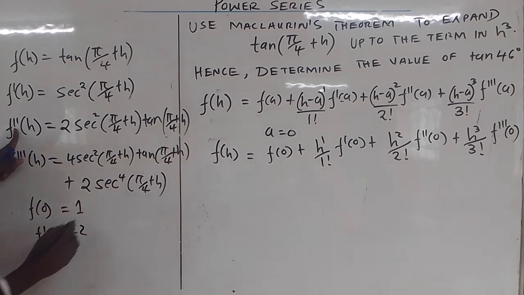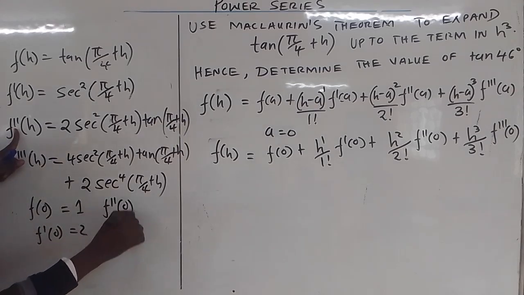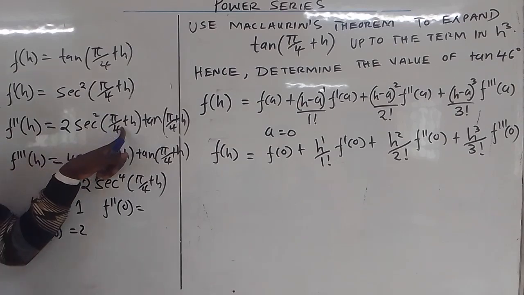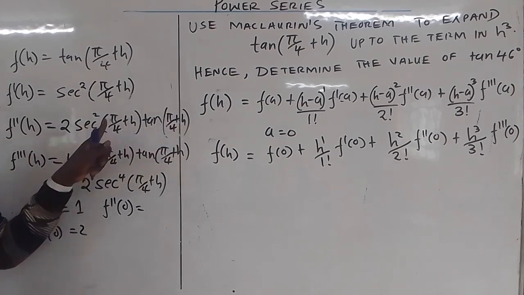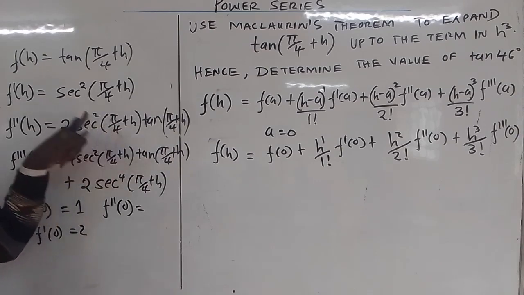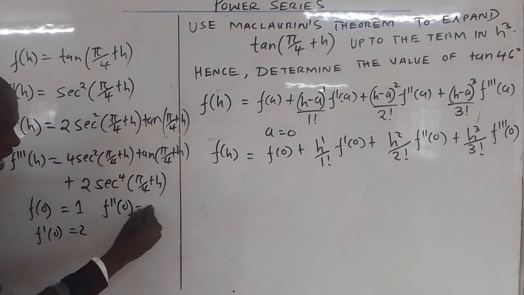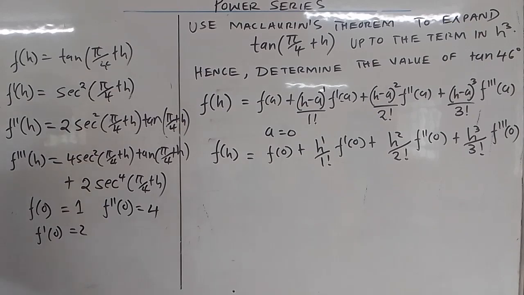F double prime of 0. Where there is h, you put 0. You'll get tan pi over 4 to be 1, isn't it? Then sec squared pi over 4 we found is 2. So it is 2 times 2 times 1. You get the answer to be 4, isn't it? Ladies and gentlemen, move to the next one.